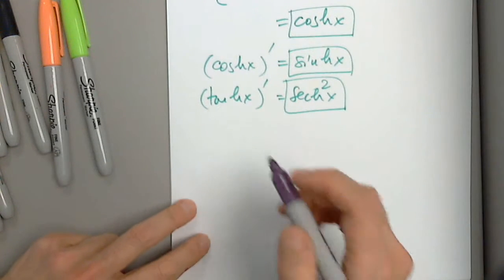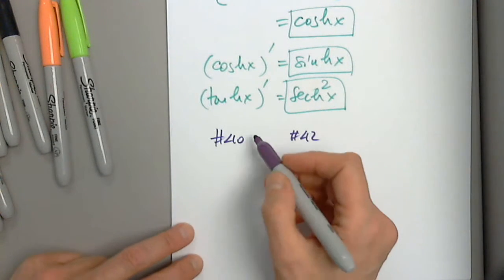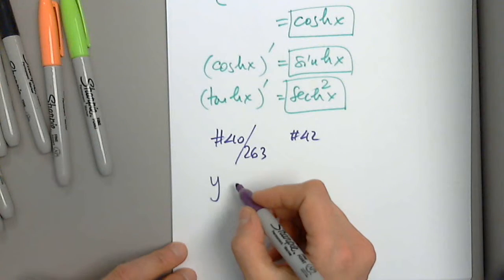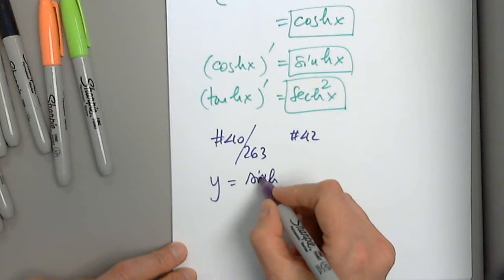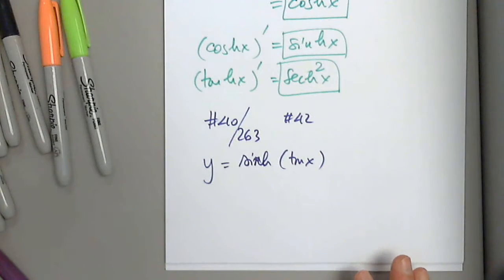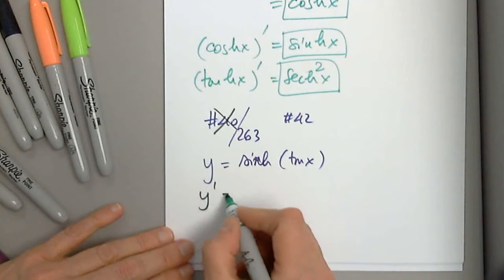Okay, let's look at 40 and 42, and you can choose the next. In 40, we have y equals, it's a hyperbolic sine inverse. We can look up the formula if you want. But let's just say y equals hyperbolic sine of tangent x. I don't want you to memorize more than what we have. That's good enough. So it's not really 40, I modified it. So we want to find y prime.